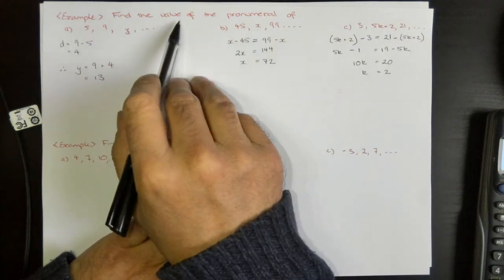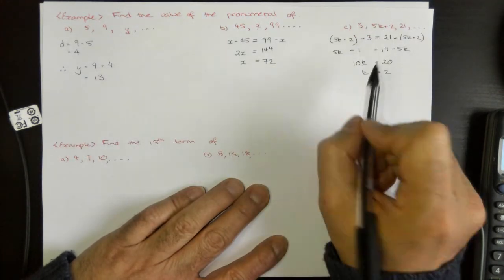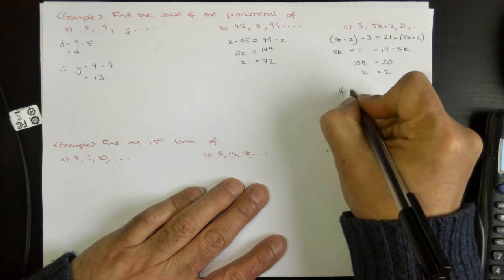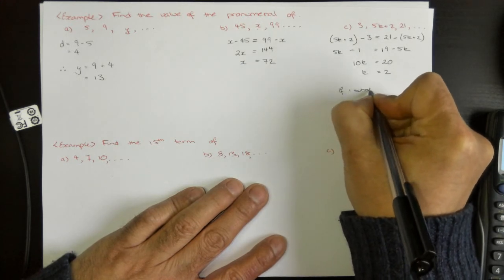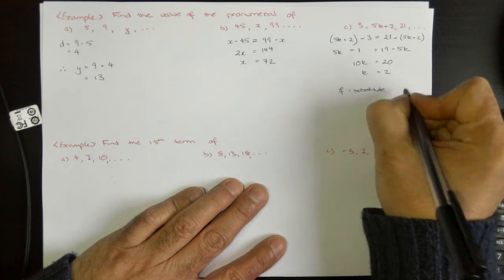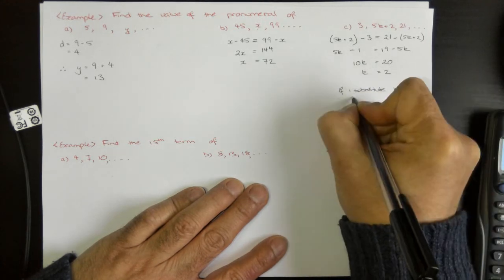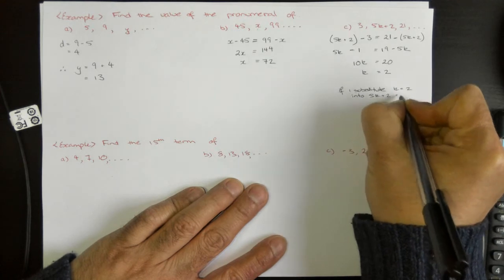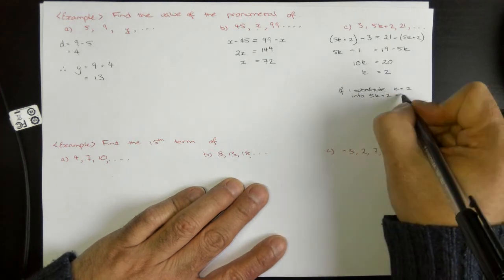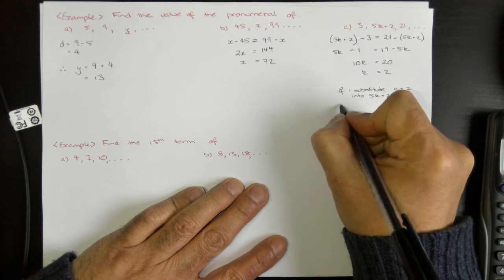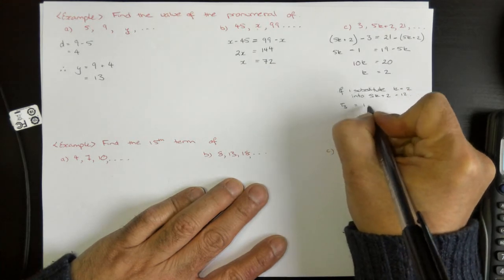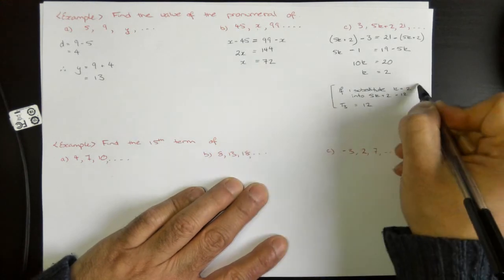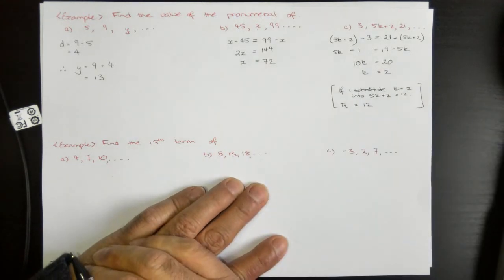All I had to do was find the value of the pronumeral, so I found what k was. But if I substitute k equals 2 into 5k plus 2, that means 10 plus 2, that means 12. The third term is equal to 12. This is just on the side. We didn't have to do that, but I just wanted to show you.